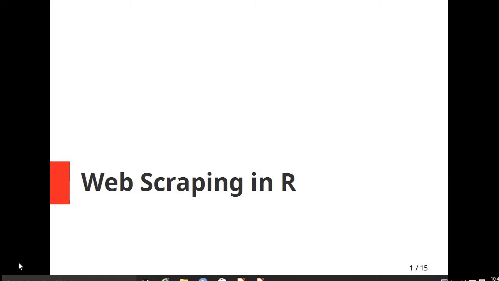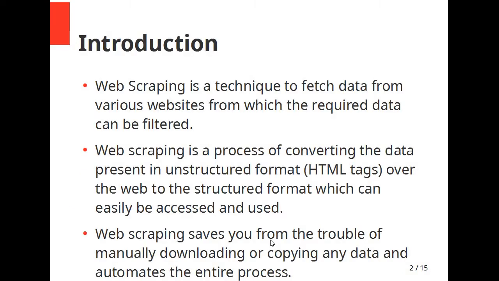In this session, we'll discuss what web scraping is, where and why we use web scraping, and tools for web scraping. Generally, web scraping is a technique from which the required data can be collected and filtered. The data fetched from various websites will be present in unstructured formats like HTML tags, and the process of web scraping is to convert that unstructured format to a structured format from which the data can be easily accessed and used.